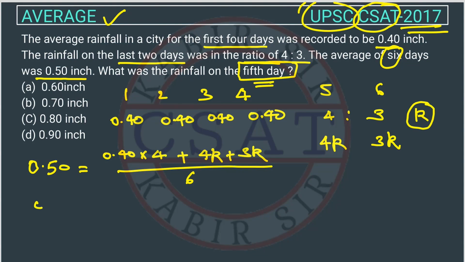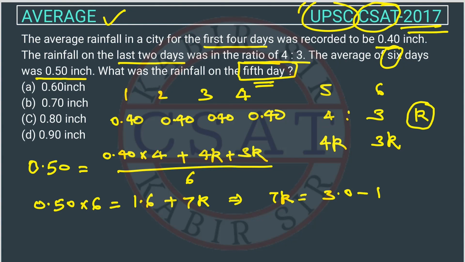So 6 will come this side, so it will become 0.5 into 6 is equal to, we have to multiply this, so this will become 1.6, right? Plus 7k, right? So this will become 7k is equal to 3.0 minus 1.6. Okay.